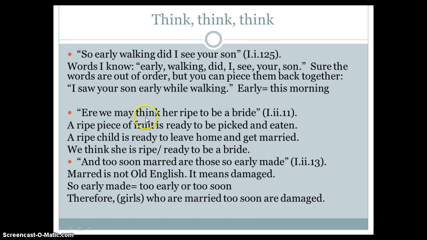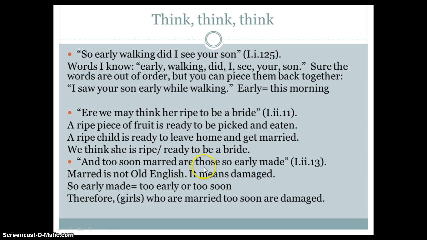Think, think, think. "So early walking did I see your son?" Okay, words I know. Early walking did I see your son? Not so bad. Sure, the words are out of order, but you can piece them back together. I saw your son early while walking. Early is this morning. Not so bad. "Eerie, we may think her ripe to be a bride." Skip eerie. We don't know it. Skip it. It's fine. Ripe is a piece of fruit ready to be picked or eaten. Okay, it's ready to go. So a ripe child is ready to go, ready to leave home and get married. You got to think, think, think. We think she is ripe or ready to be a bride.